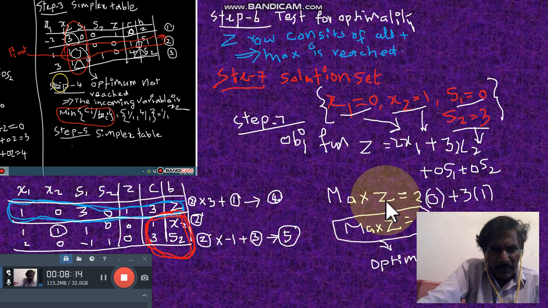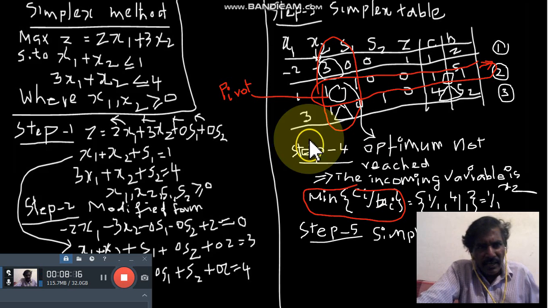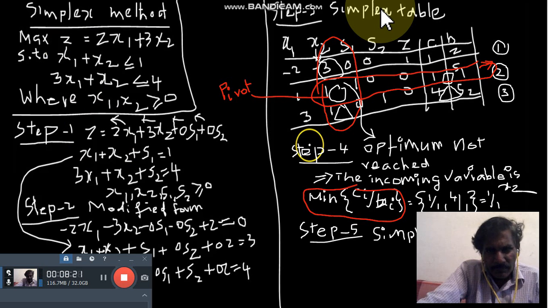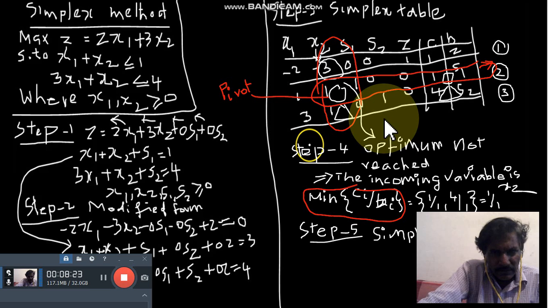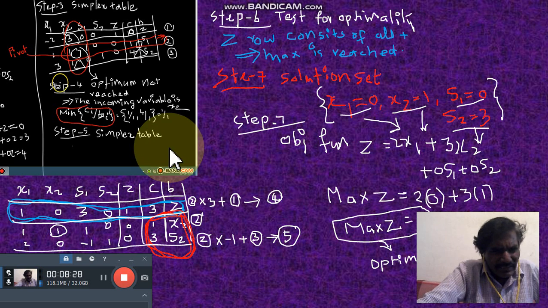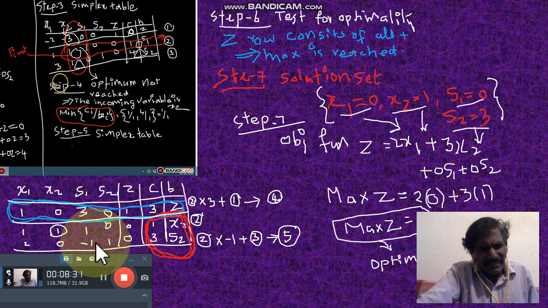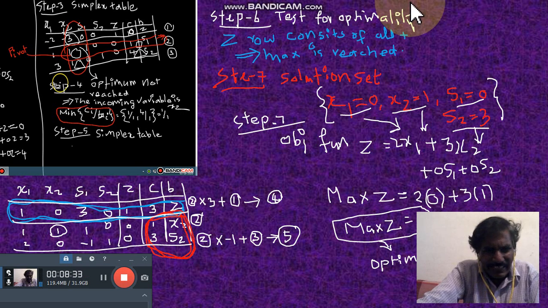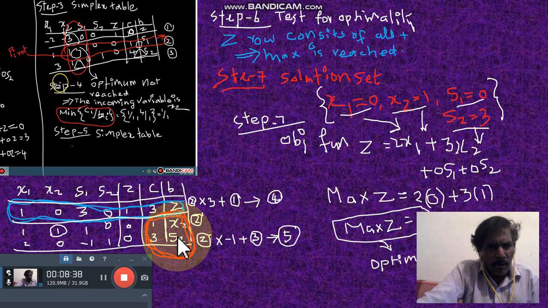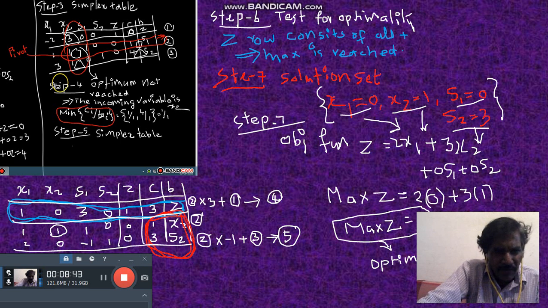Whatever the problem given, these steps are very important: standard form, modified form, simplex table, test for optimality, and then incoming variable, outgoing variable, next simplex table, the same method. Then test for optimality. If it is satisfied, this will give you the basic solution for our problem, and substitute those basic variable values in our given maximization problem, and that will give us the solution for our problem.